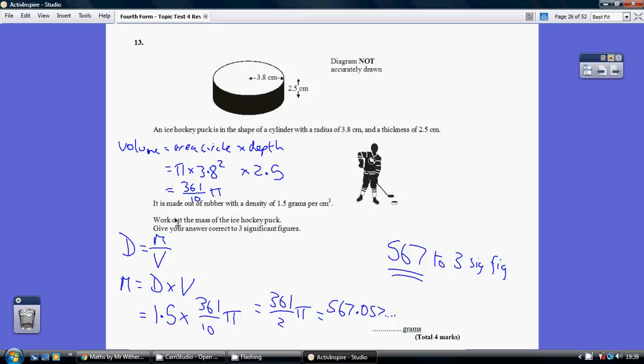Now I've kept it in terms of pi just because that's exact and not much to write down really. So 361 over 10 pi is what the volume is.